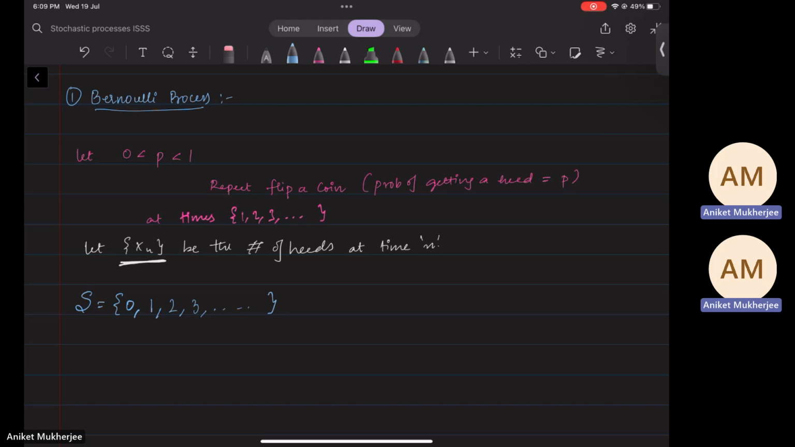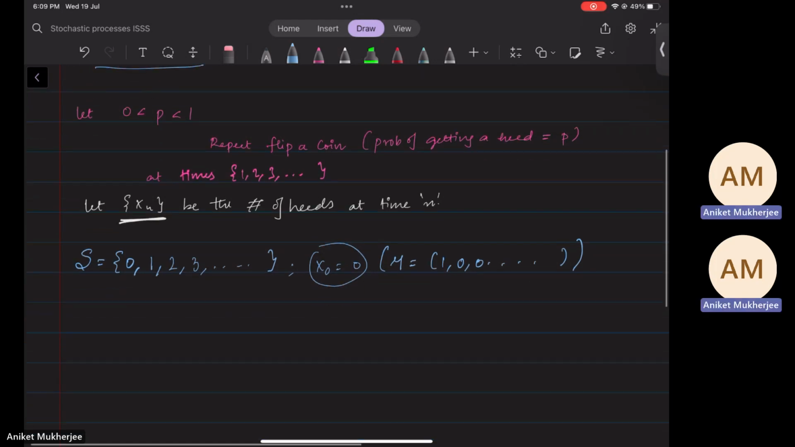So the non-negative integers. Now suppose I give that X0 equal to 0. When you start the experiment at time 0, no heads have been seen. So X0 is 0. So the initial probability vector is basically 1, 0, 0, and so on, all zeros. This is the initial probability vector.